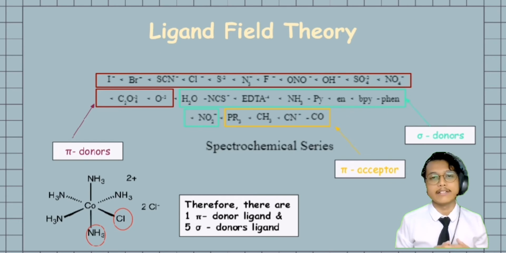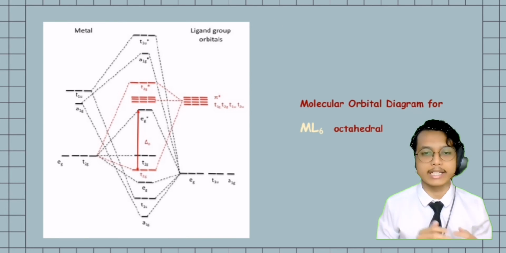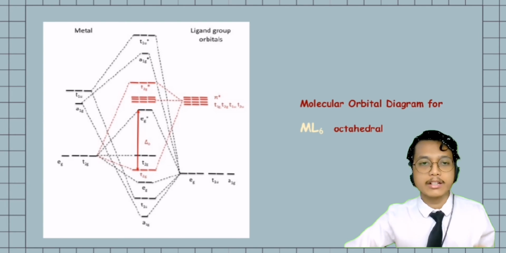For the next part, ligand field theory. From the spectrochemical series, we can see the pi donors, pi acceptors, and sigma donors. Because we have ammonia and chloride, there is 1 pi donor ligand and 5 sigma donor ligands. Hence, we can conclude that the molecular orbital diagram for the ML6 octahedral complex looks like this. Next, I will pass to my friend to explain the spectroscopy technique.